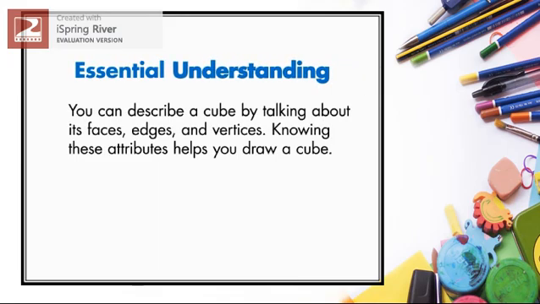The essential understanding for this lesson is, you can describe a cube by talking about its faces, edges, and vertices. Knowing these attributes helps you draw a cube. Previously, students used their flat surfaces, edges, and vertices to identify cubes. In this lesson, students examine cubes in more depth. They learn that a cube is a three-dimensional shape with 6 equal faces. Each face is a square, with 4 edges of the same length and 4 right angles.